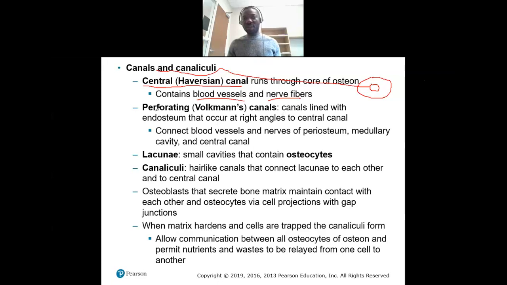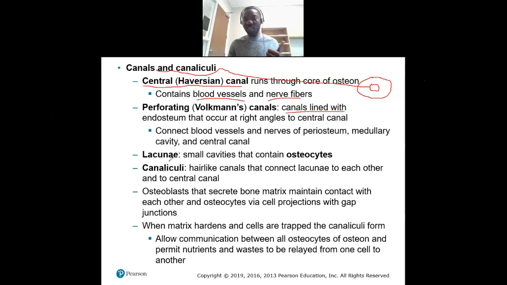Now, we have perforating canals. These are canals that are lined by endosteum, and you see them at right angle to the central canal. I will show you that. Majorly, what the Volkmann canals do is to connect the blood vessels and nerves of the periosteum, which I will show you later.